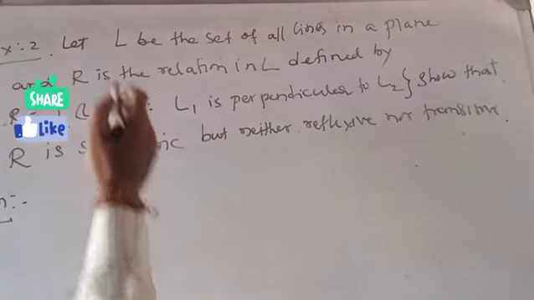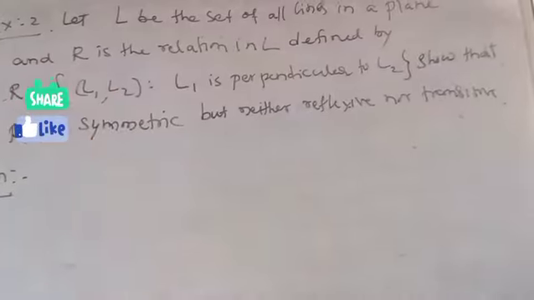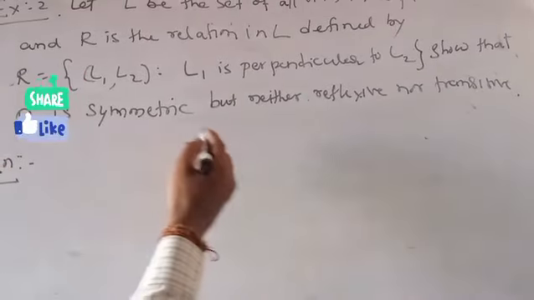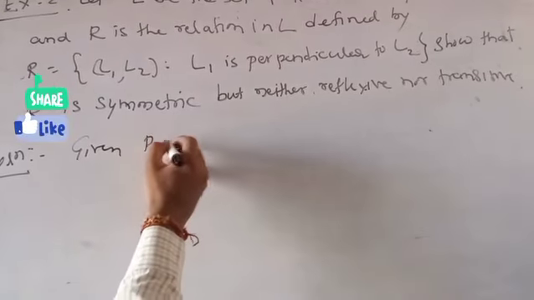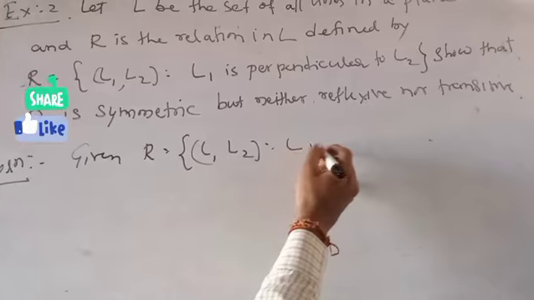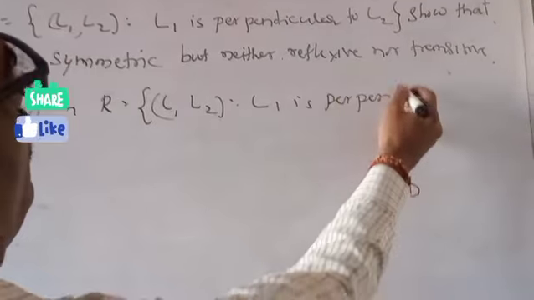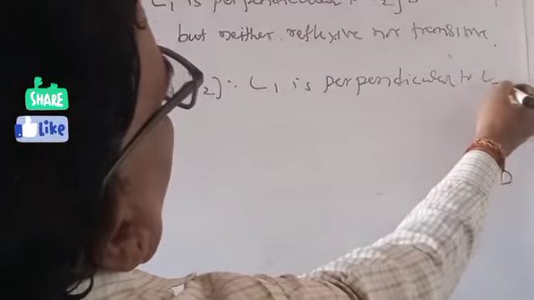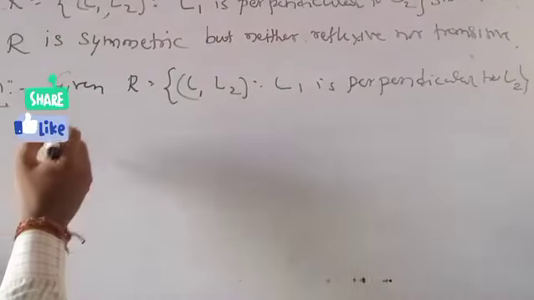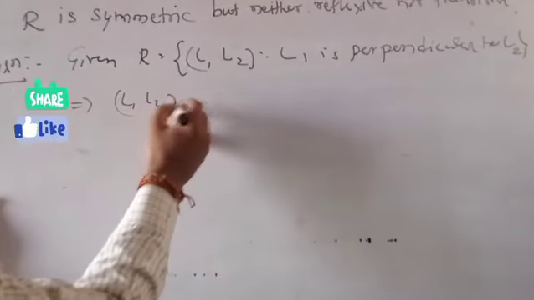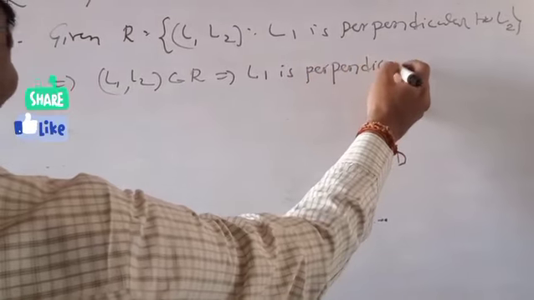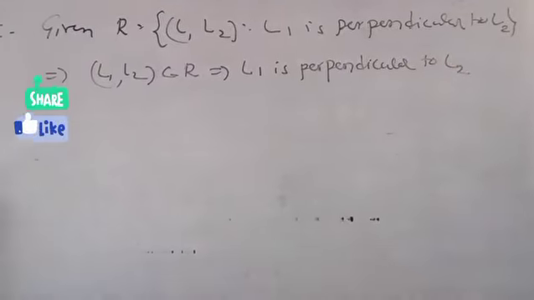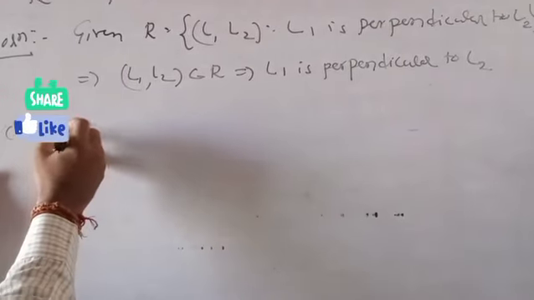Next problem. Let L be the set of all lines in a plane and R the relation in L defined by R = {(L1, L2) : L1 is perpendicular to L2}. Show that R is symmetric but neither reflexive nor transitive. Given R = {(L1, L2) : L1 is perpendicular to L2}. This can be written as (L1, L2) belongs to R implies that L1 is perpendicular to L2.